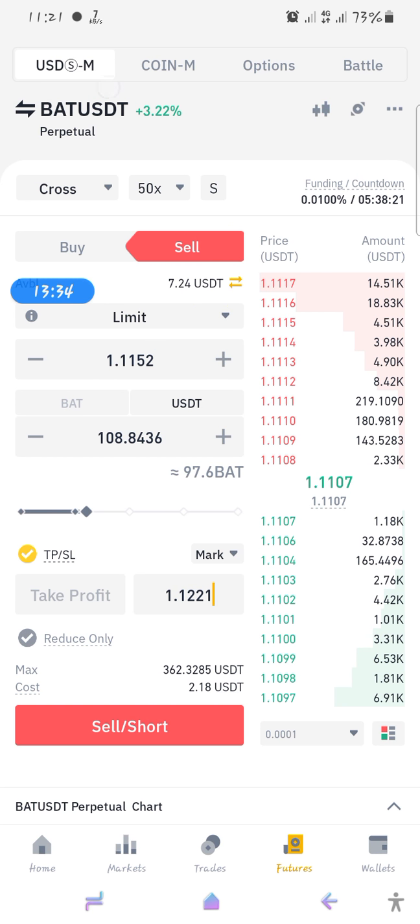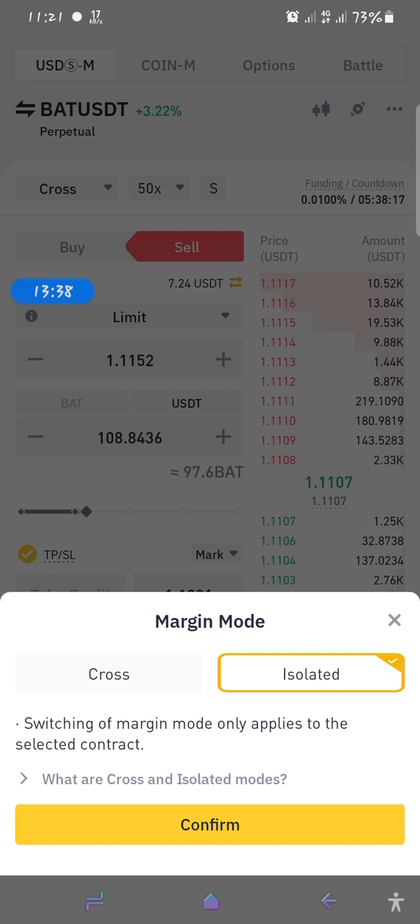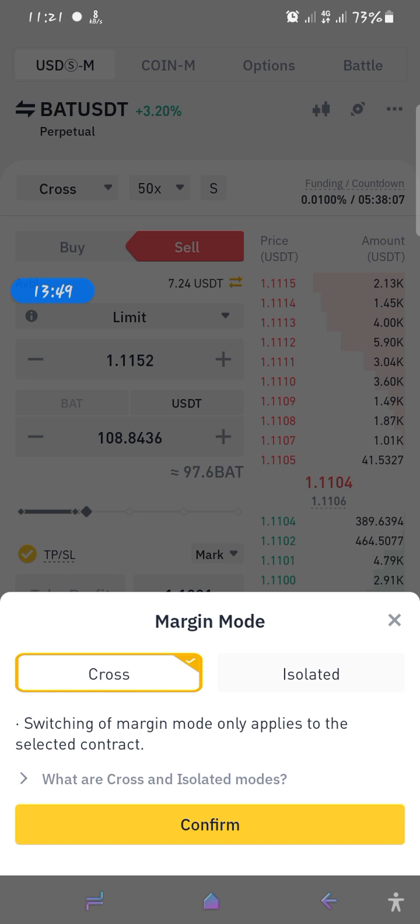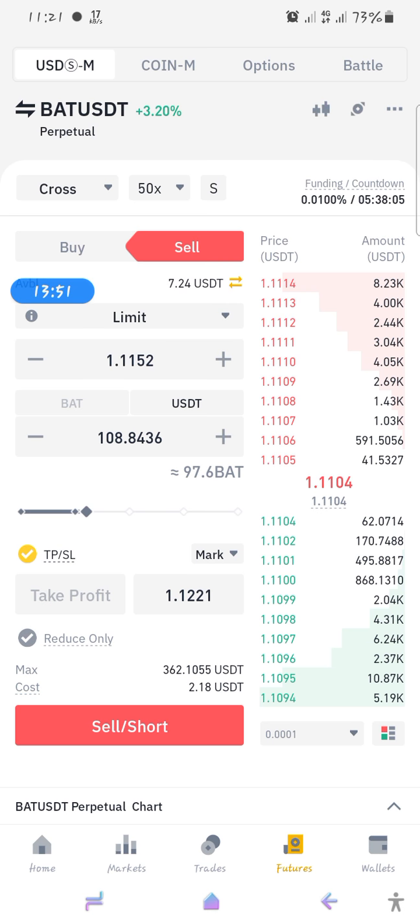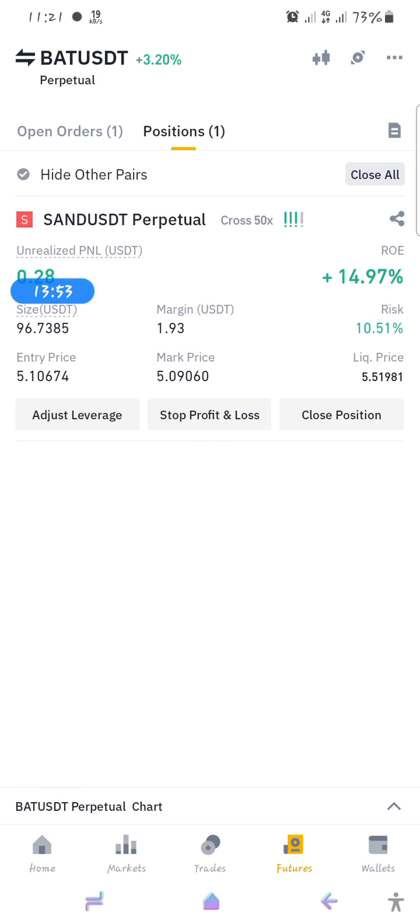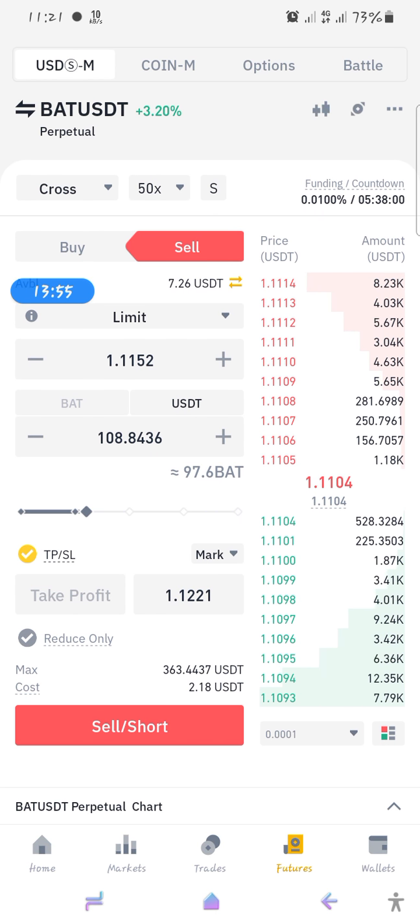Why I always use cross margin is because once you are using isolated and the market gets to, let's say you are risking $1, and once it gets to that $1 risk without hitting your stop loss, it's going to automatically close. And I don't want my trades to automatically close before hitting my stop loss. But once you are using cross and then you are using stop loss, it's a very, very good thing to do.